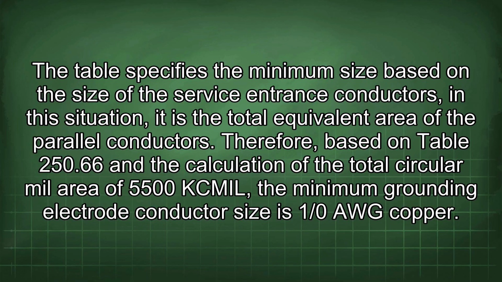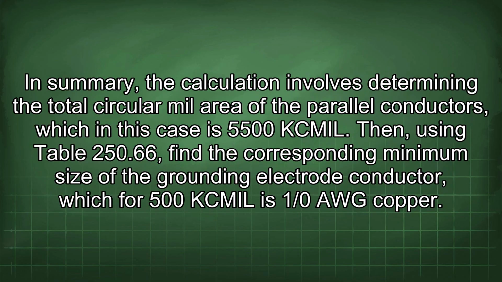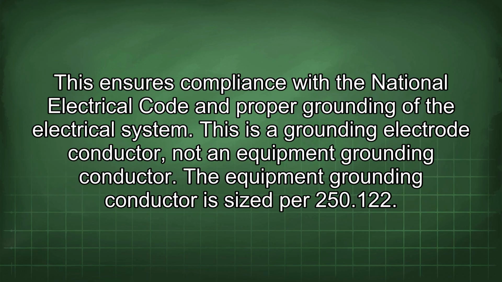is 1/0 AWG copper. In summary, the calculation involves determining the total circular mil area of the parallel conductors, which in this case is 5,500 kcmil. Then, using Table 250.66, find the corresponding minimum size of the grounding electrode conductor, which for 500 kcmil is 1/0 AWG copper. This ensures compliance with the National Electrical Code and proper grounding of the electrical system.